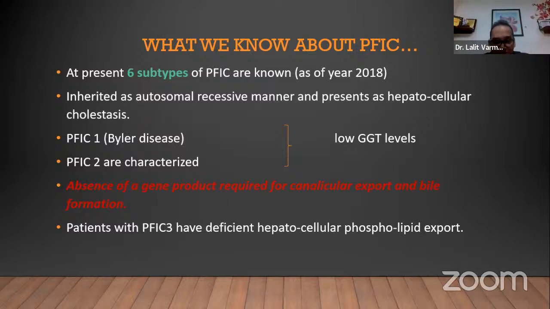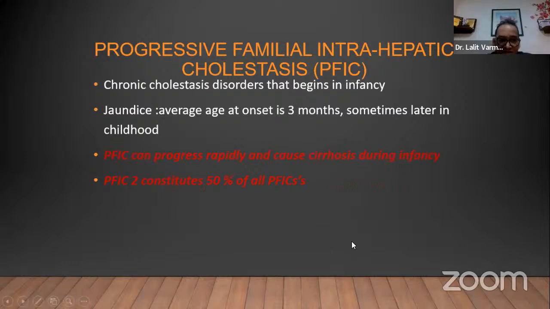This is because of the absence of a gene product which is required by the canaliculi in bile formation. So basically, when there is absence of the gene product, the canaliculi do not export out the bile and the bile just builds up in the system. Patients with PFIC type 3 have deficient hepatocellular phospholipid export and they have a higher GGT. So the differential between PFIC 1, 2, and 3 is that PFIC 1 and 2 have low GGT. That's how the GGT becomes so important. And type 3 has a higher GGT.